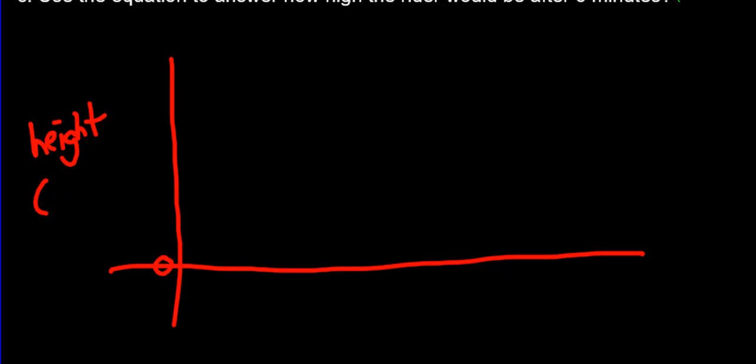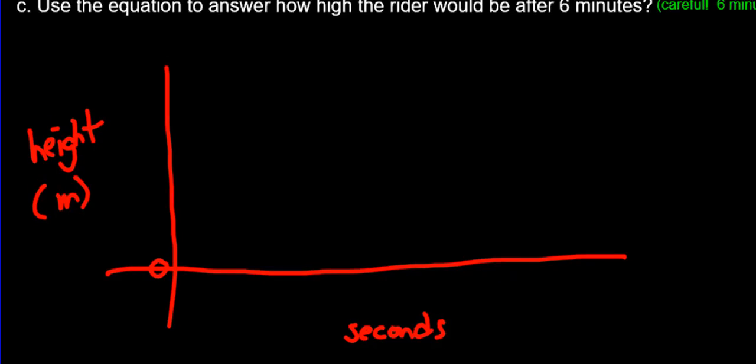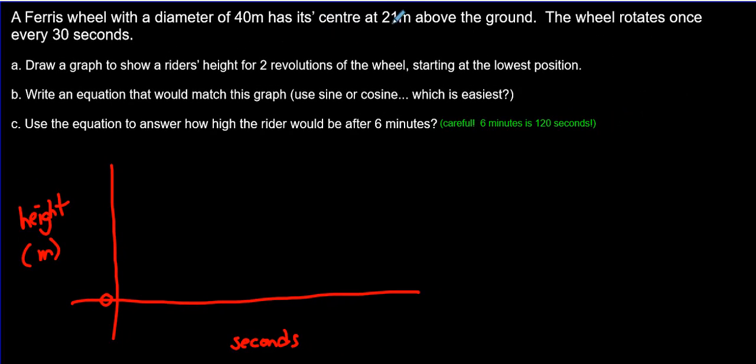This part here will be the height. I believe it's in meters. And along the x-axis, as usual, we're going to put the time. And it's the rotation time, so it's going to be in seconds. And we know two things. We know that the circle has a diameter of 40 and has its center 21 meters above the ground.